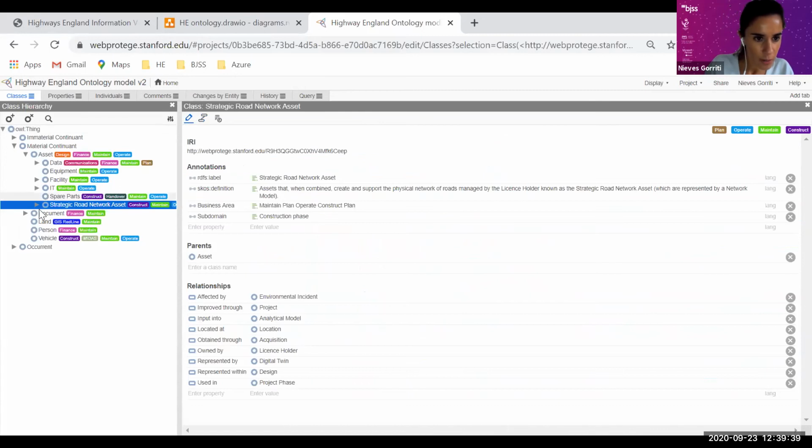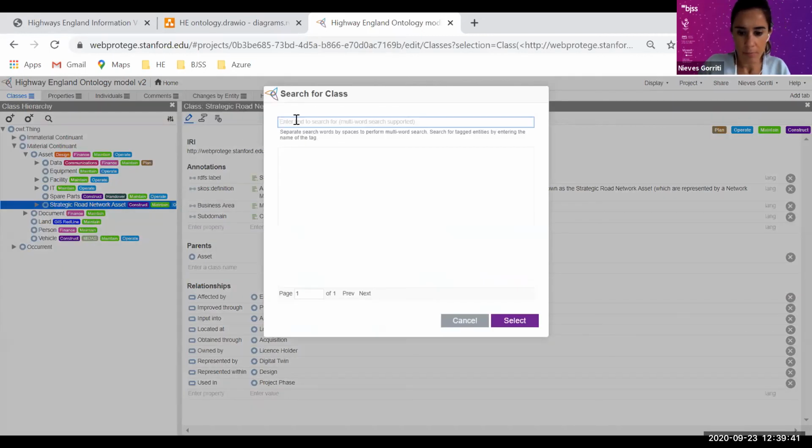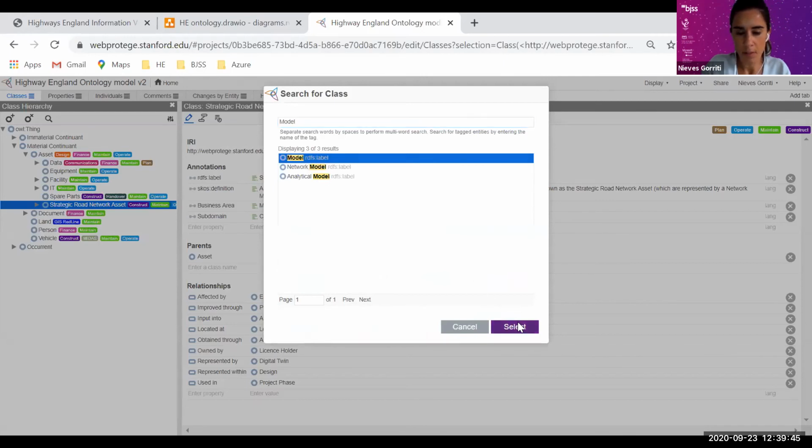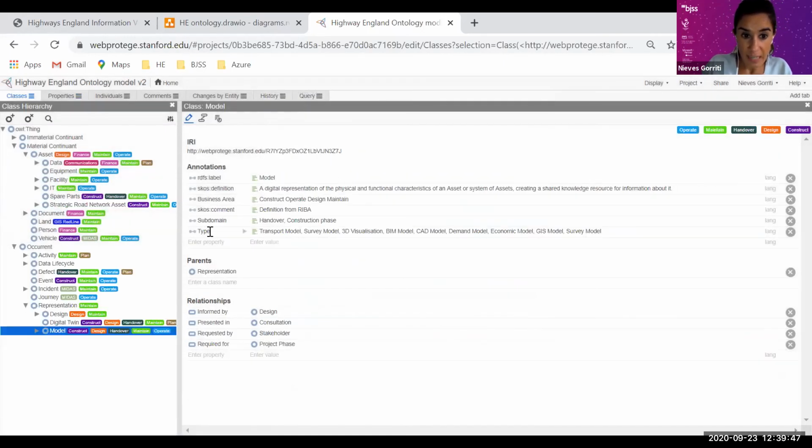Let me show you a different one. For example, if we go to model, we can also have types. So we have transport model, survey model, 3D visualization, BIM model. Why are we using this?